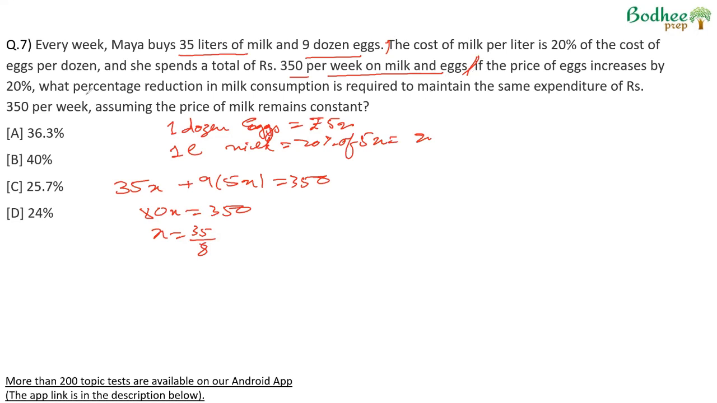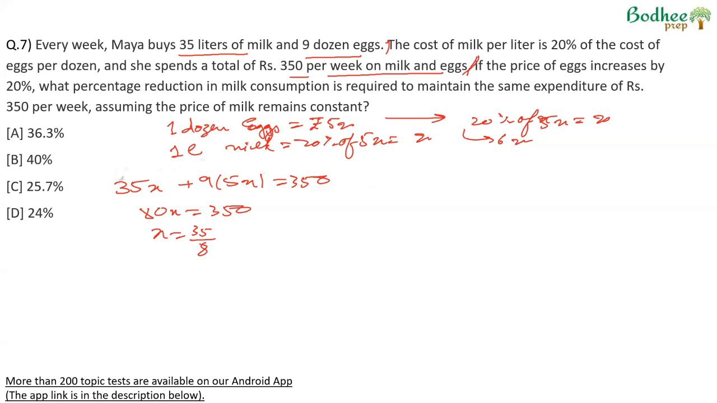If the price of eggs increases by 20%, what percentage reduction in milk consumption is required to maintain the same expenditure of 350 per week? We did not need to calculate x, I think. If the price increases by 20% of 5x, which will be x, so the new price of eggs will be 6x.